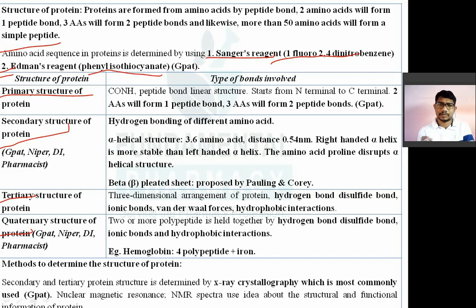Primary structure mein sirf CONH bond, matlab peptide bond rahega, usme koi hydrogen bonding nahi rahega, usme koi aapka disulfide bonding nahi rahega, usme na koi aapka electrostatic bonds rahega ya fir van der Waals attractive forces bhi. Aisa kuch nahi rahega wahan pe, ek simple linear structure rahega protein ka, linear structure of protein, joined all amino acid joined by peptide bond. Okay, so peptide bond linear structure and it starts from the N terminus to C terminus.